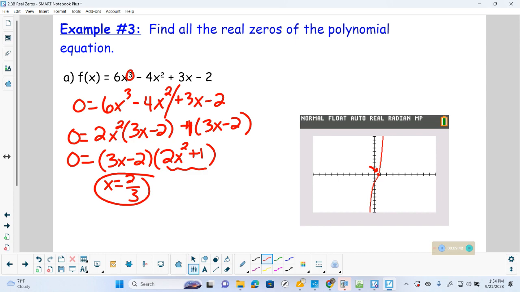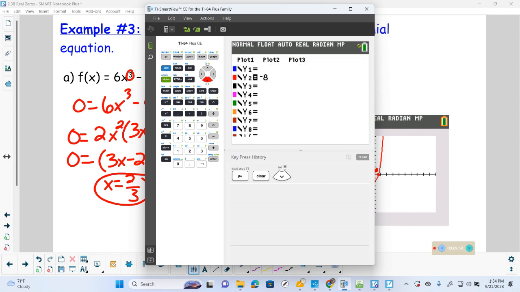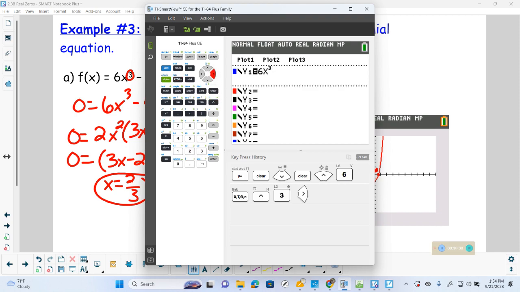Now, if you were good with your calculator, let's pull this up. You could have maybe saved yourself a little bit of work. So let's type this guy in. Let me clear out all of this stuff here. So 6x cubed minus 4x squared plus 3x minus 2. Plus, I want to review with you how to use that zero feature in your calculator.